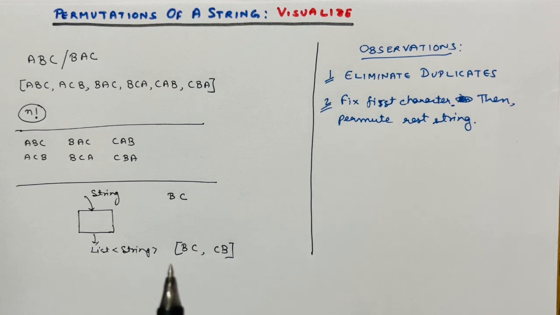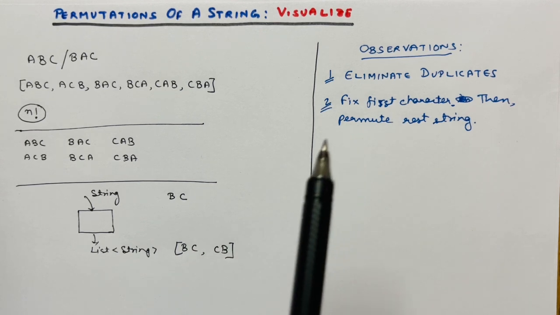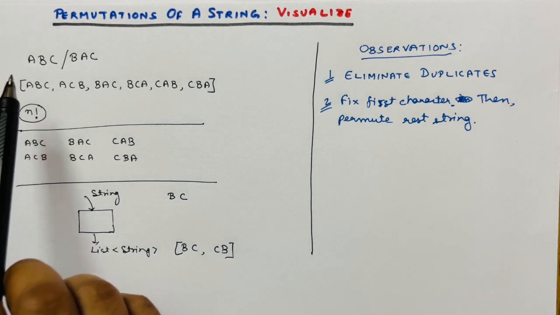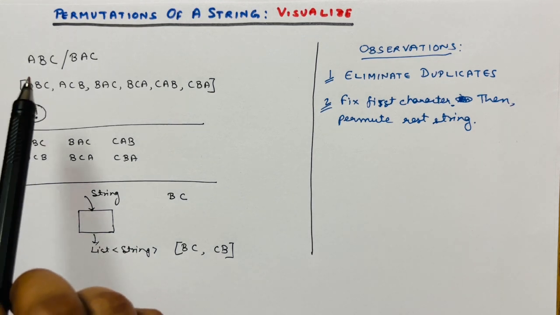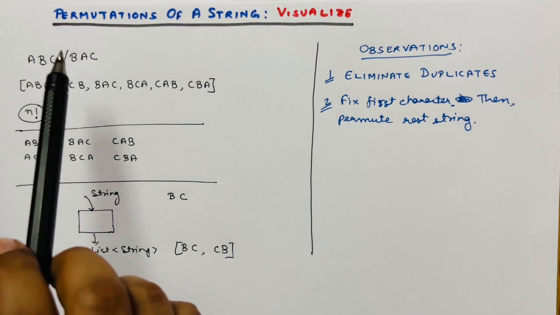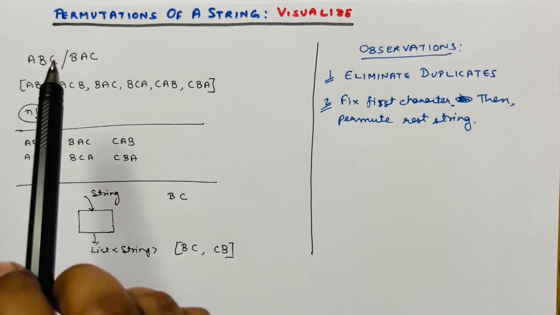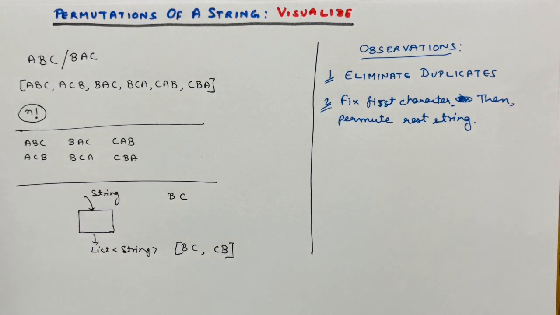How will we fix the first character? We will simply pick every character one by one in sorted order. For example, if the string ABC is given, we will first fix A, then permute BC, then we will fix B, then we will permute AC, then we will fix C, and then we will permute AB. So we will also get the output in lexicographic order.